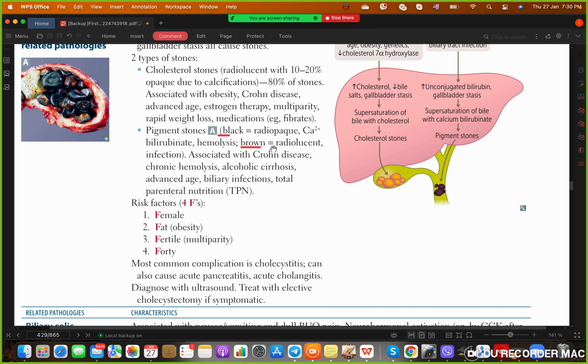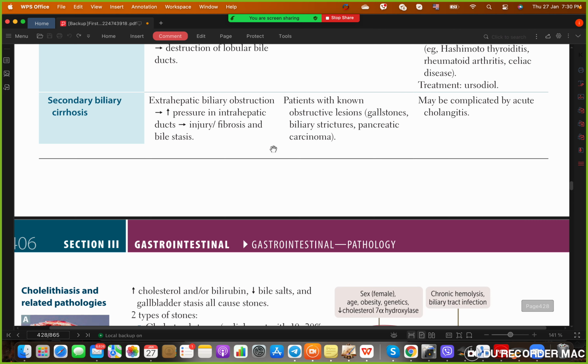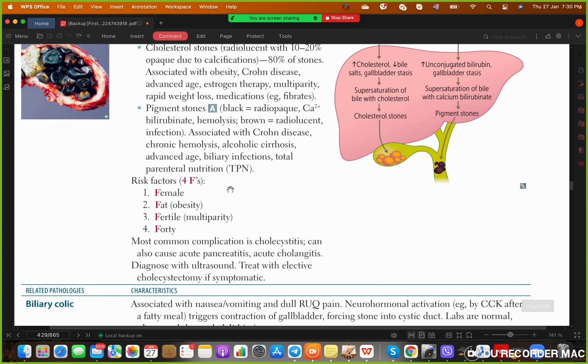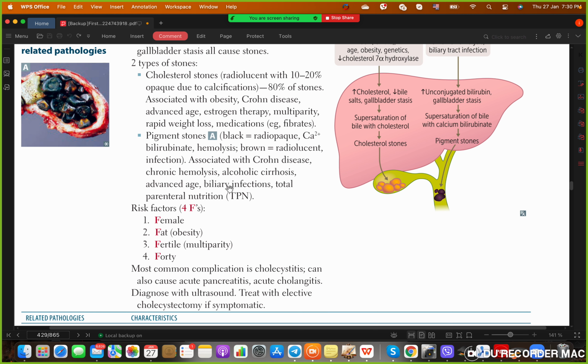The brown ones are radiolucent, not radiopaque, and they are because of infection. There is association with the Crohn's disease. Why? Because we have decrease in the bile salts, which increase the other substances which can lead to the stone formation. Chronic hemolysis, alcoholic cirrhosis, or advanced age, biliary infection, the brown stones, or total parenteral nutrition. These people who get like an IV tube that they get fed from it.